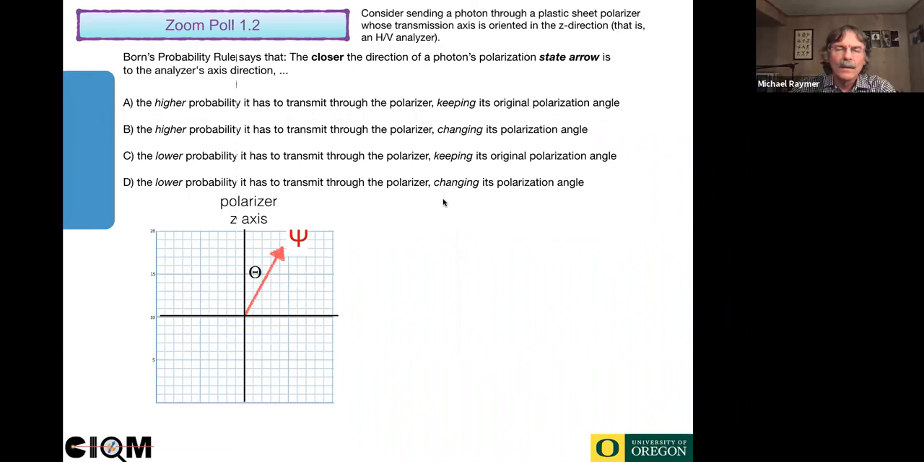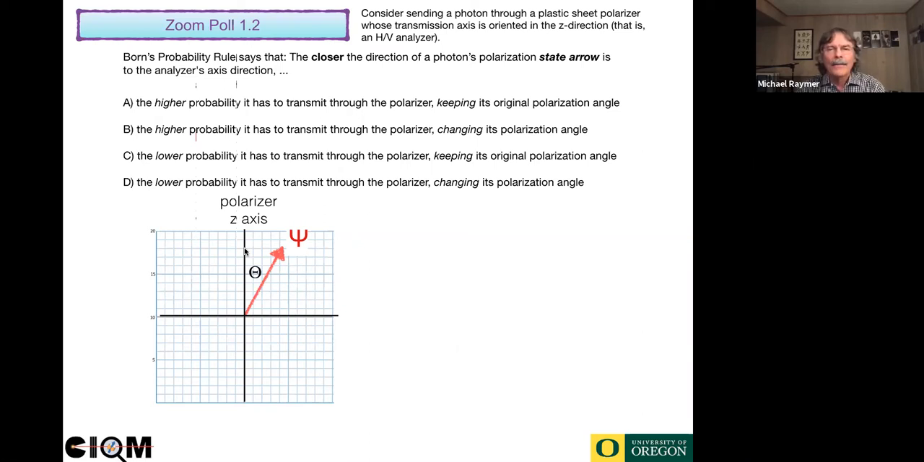Let me just give a hint. This is the polarizer axis here, and this example is vertical. This is the state vector or state arrow. This is the angle between those two. And imagine what would happen if this state vector were tilted all the way up to the polarizer axis, perfectly parallel with it. That should give you a hint as to which of these answers is correct. And good, I see some people adjusting their answers, which is in the right direction for the answer.